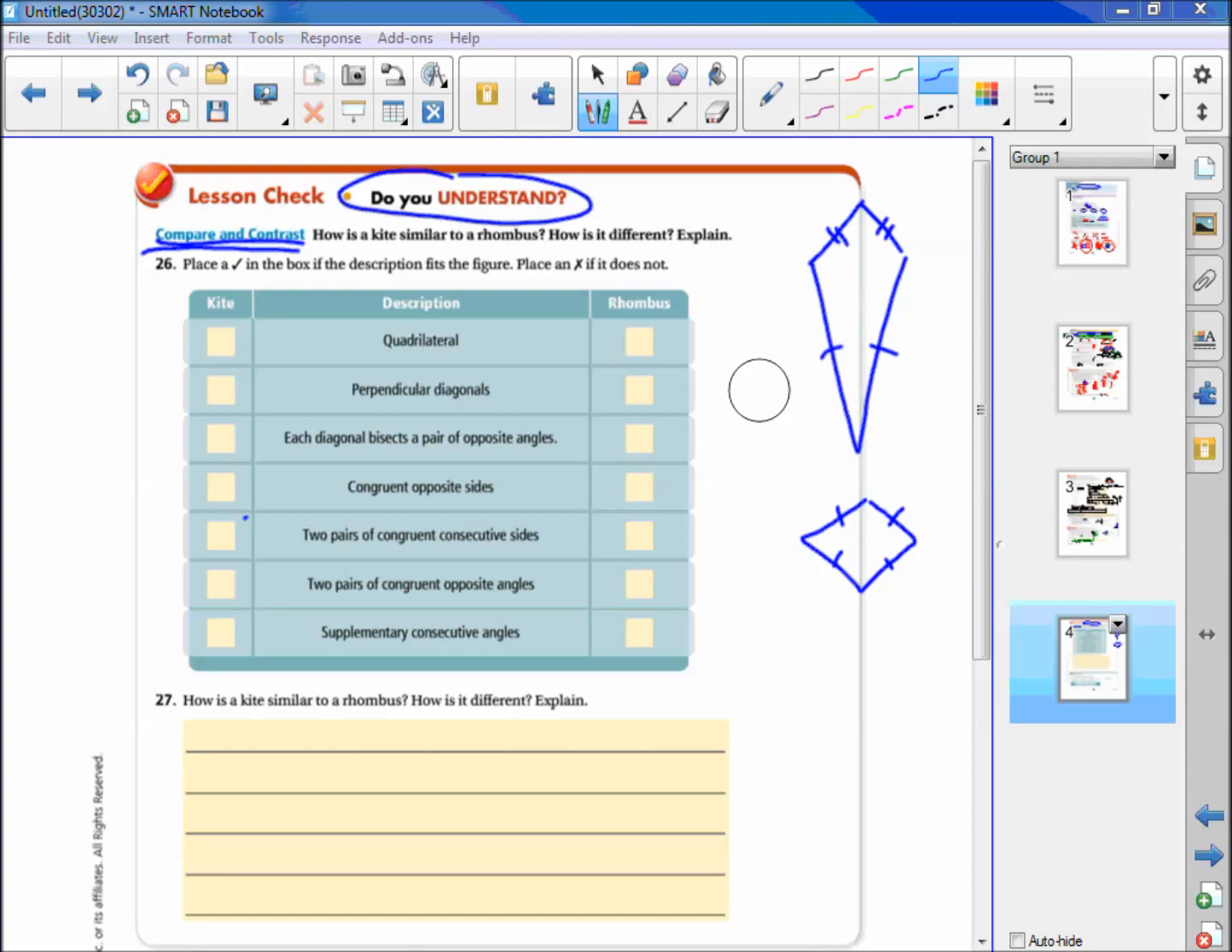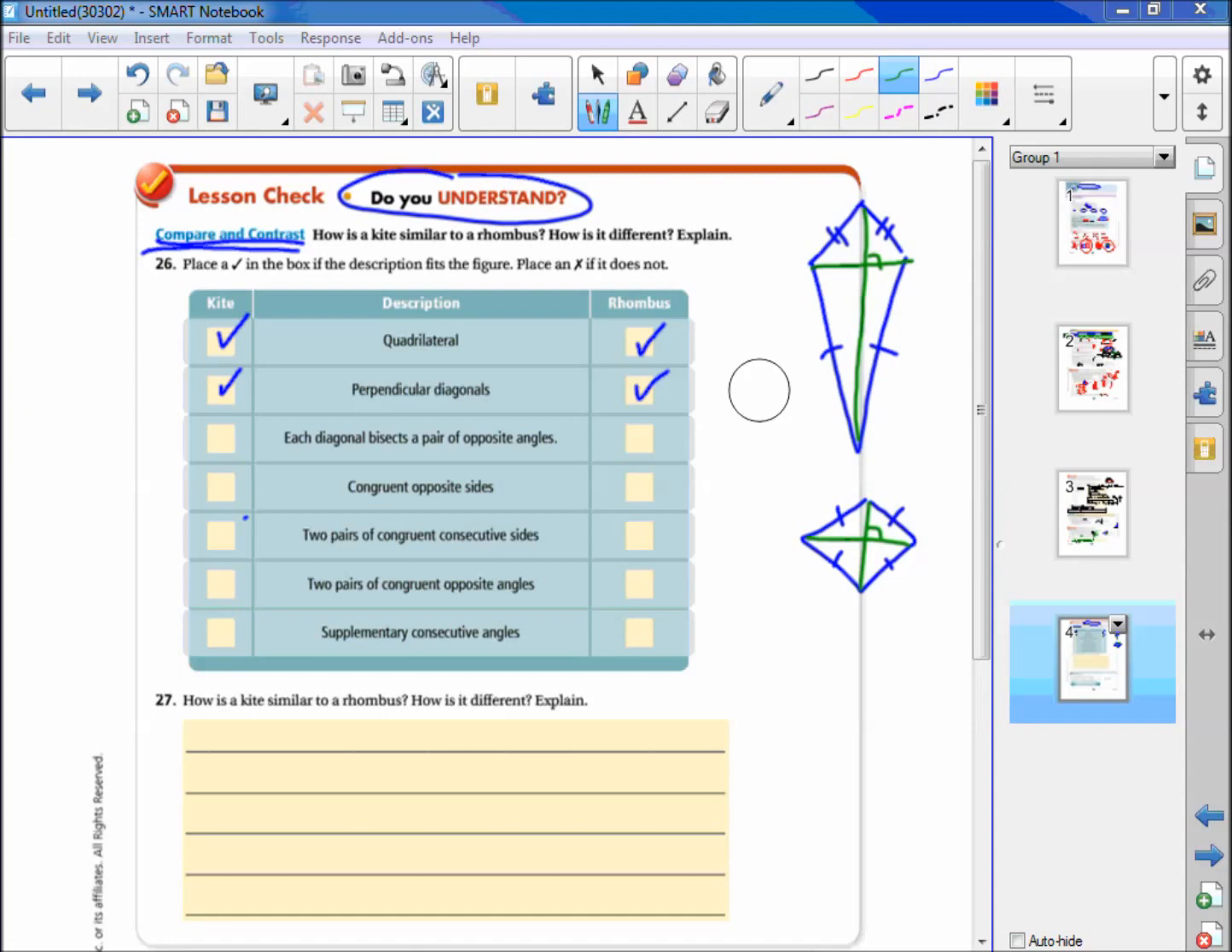So to help me explain, I have a kite and a rhombus drawn over here on the right side. So first off, quadrilateral. Both of them are quadrilaterals. Okay. Secondly, perpendicular diagonals. And this is also yes. So if we draw our diagonals in, one of them is here and here. Here and here. In both cases, we're going to end up with perpendicular.